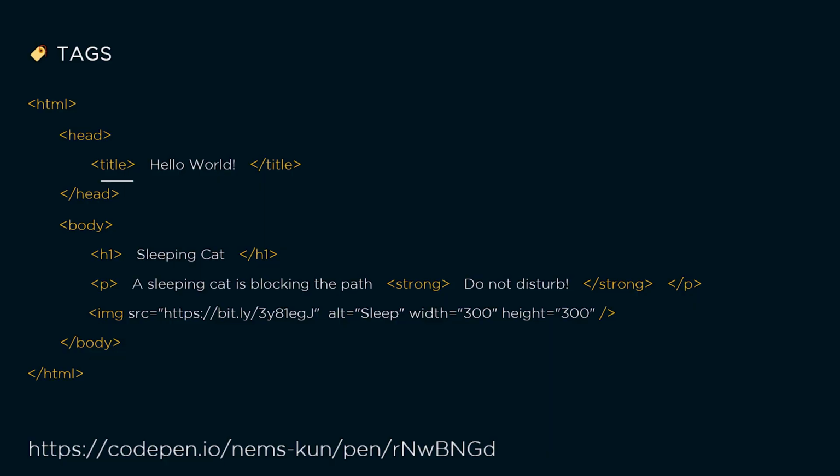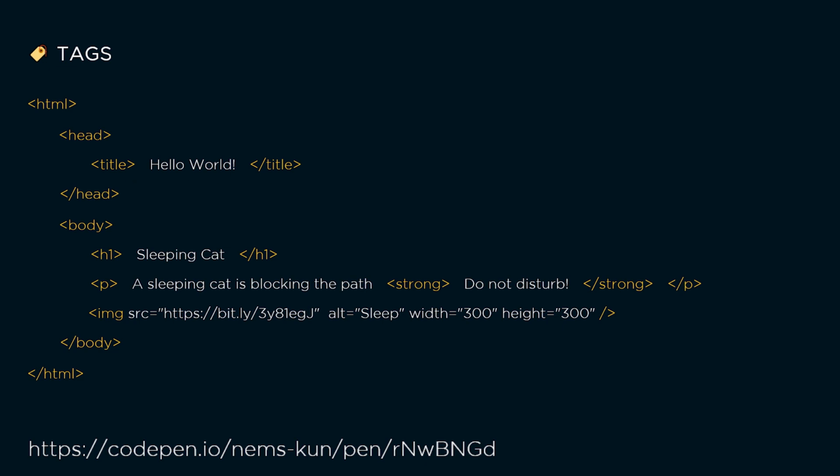Here you can see an HTML script. The first one is the HTML tags. You've got the HTML tag at the top and the closing HTML tag at the bottom. Inside the HTML tags, you've got the head tag, which I'll explain later. Inside the head tag, you've got the title tag. The Hello World content inside the title tag would be displayed at the browser tabs.